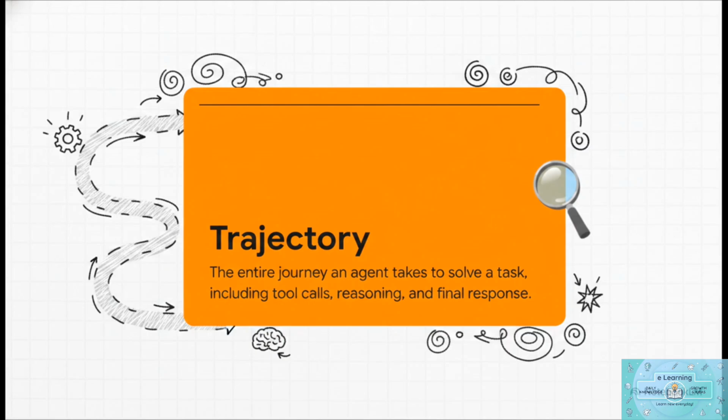Now, to test this agent, we have to understand this one crucial concept. It's called the trajectory. And this isn't just about the final answer. The trajectory is the entire journey the agent takes. It's every tool it decides to call, all of its little reasoning steps in between, and the final response. It's the whole story of how it solved the problem.